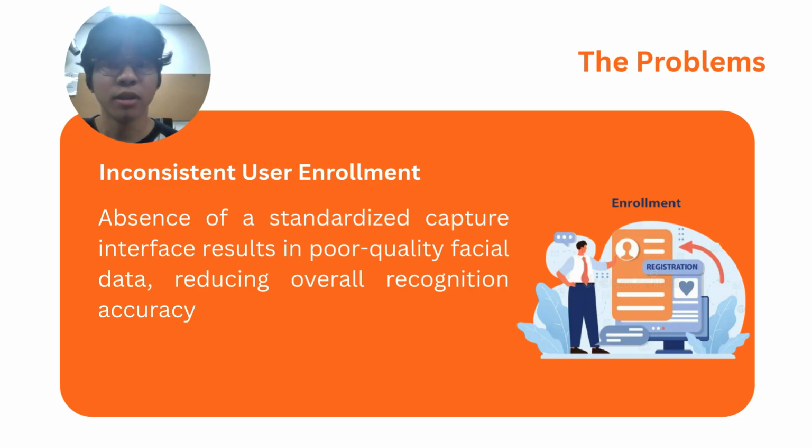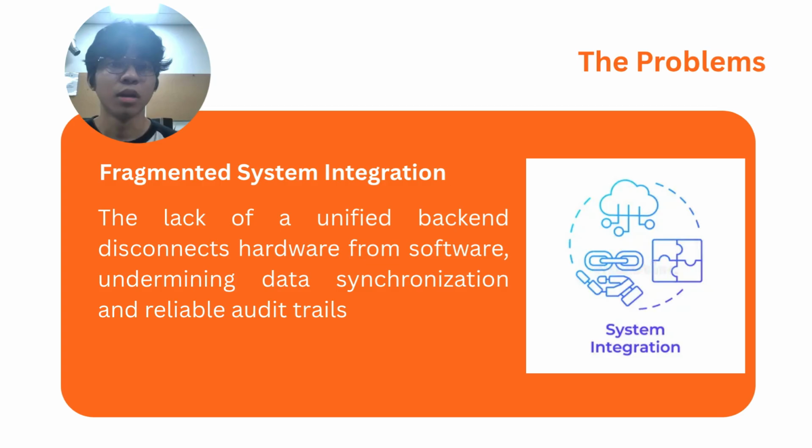The second problem is inconsistent user enrollment. When there's no standardized interface for capturing facial data, image quality becomes unpredictable. It becomes blurry, poorly lit, or inconsistently framed photos, which directly reduce recognition accuracy. If the enrolled data is poor, even the best AI model will struggle to correctly identify users. Garbage in, garbage out.